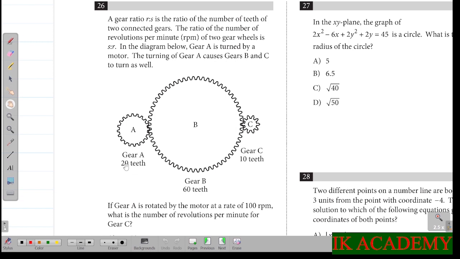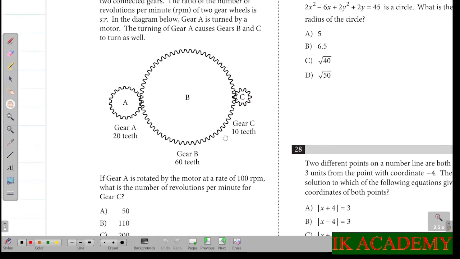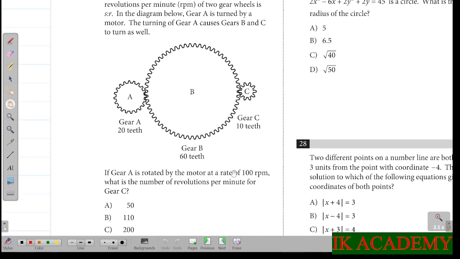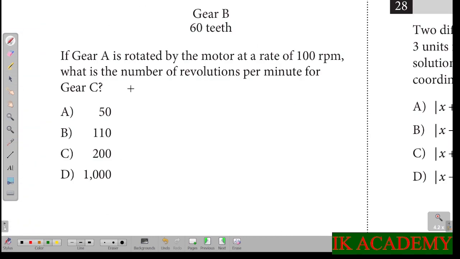So here the teeth of gear A is 20 and the teeth of gear B is 60 and the teeth of gear C is 10. So we need to find the RPM ratio between A and C. So gear A and B has 20 and 60 teeth respectively.